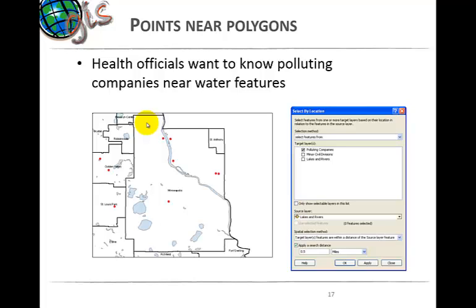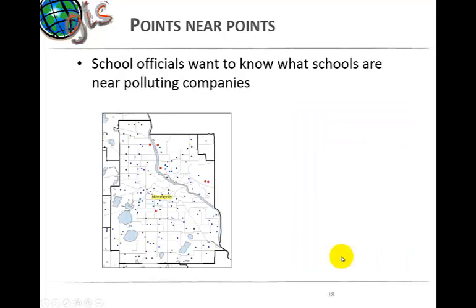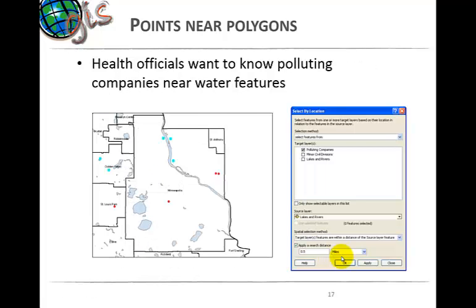So again, go to selection, click on select by location, and you'll get select features from. So essentially we select the polluting companies, and then the source layer will be the lakes and rivers layer, and then we'll select target layers that are within a distance of the source layer feature. So 0.5 miles, we want to identify all the polluting companies which are about a 0.5 mile distance from the water body. So we do that and we get a selection, and then we can export that layer or maybe do further analysis on that.